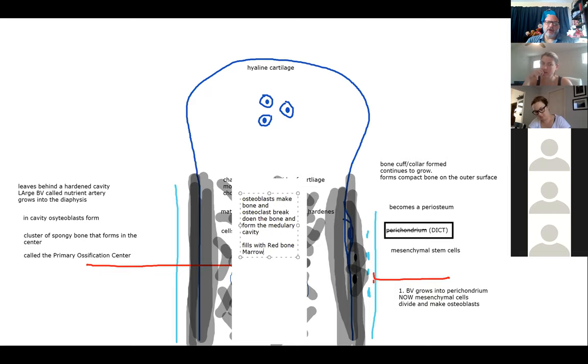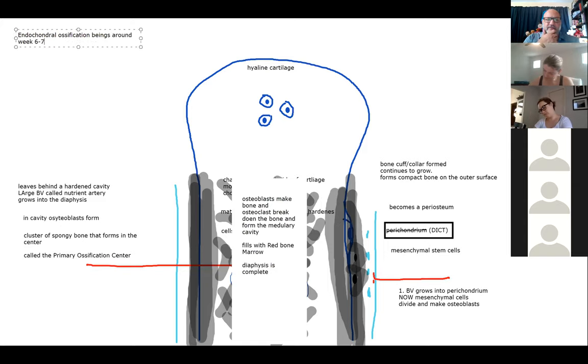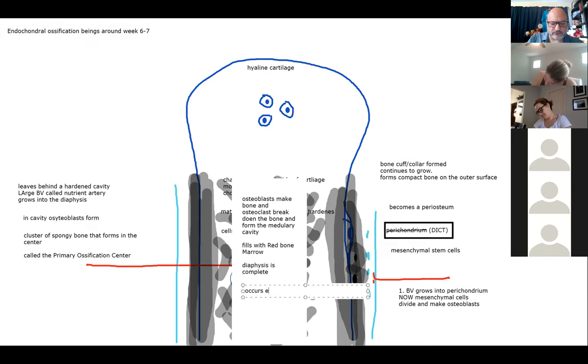So, notice what we have here. We have a thick, compact bone outer shell. We have a thin layer of spongy bone lining the inner surface, and a big medullary cavity filled with red bone marrow. At this point, our diaphysis is complete. Right? It looks like what our long bone's diaphysis should look like. And remember, when did we say this process started? 6th to 7th week. Yeah, it begins around week 6 or 7. And this process of completing the diaphysis occurs pretty early in development.